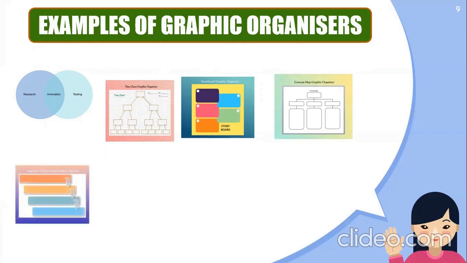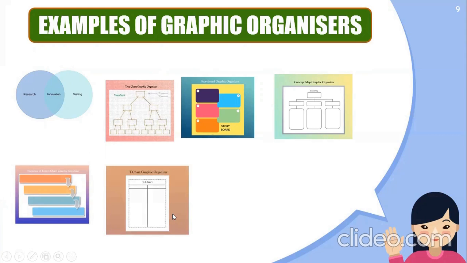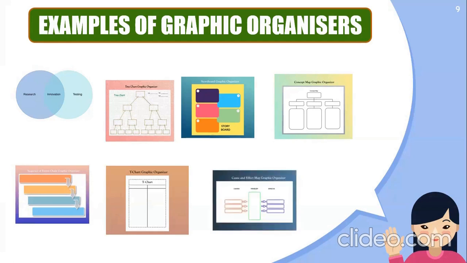Then comes the next tree diagram. Suppose you are sequencing information, then we can use this tree mind map technique to sequence the information. Then we have another mind mapping technique: when we are trying to differentiate between two objects or two concepts, we can use the T chart, the mind map, where we can differentiate the two objects or two concepts.